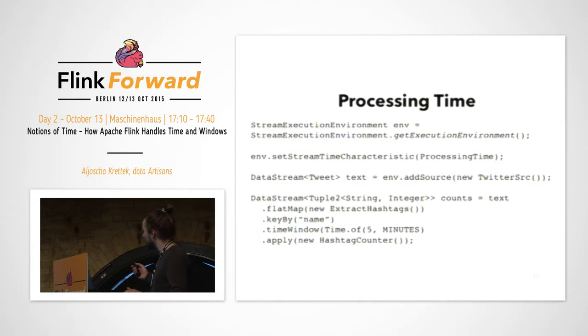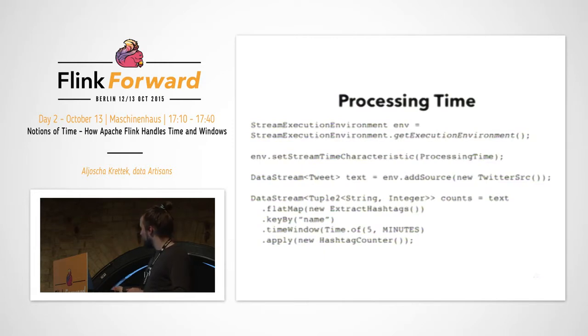So this is the example of the first Twitter example where we just want to count the hashtags. The interesting bit to note here is that we set the time characteristic to processing time, meaning we want to have processing time windows. Then here we create our data source, that is a Twitter source that reads some elements and creates us a data stream.